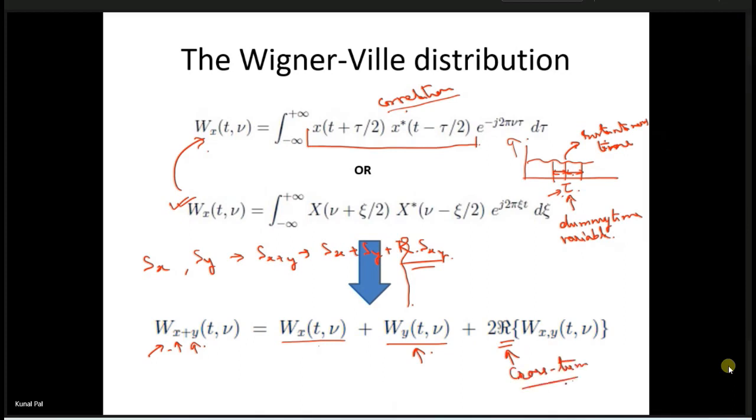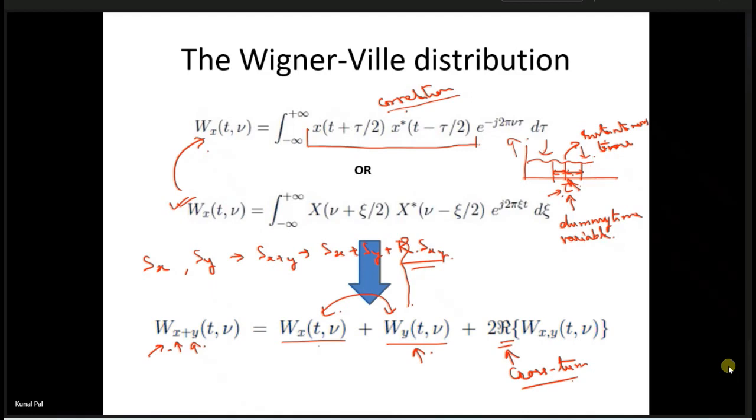Which would be due to the interaction of the Wigner-Wheeler distribution of X and Y. Okay, so in this way you get the thing. Now, one of the disadvantages of this Wigner-Wheeler distribution is that it is looking into the correlation of the signal across this time tau. It is taking the whole of the signal on the left hand side and the whole of the signal on the right hand side. Okay, so there is some fallacy.